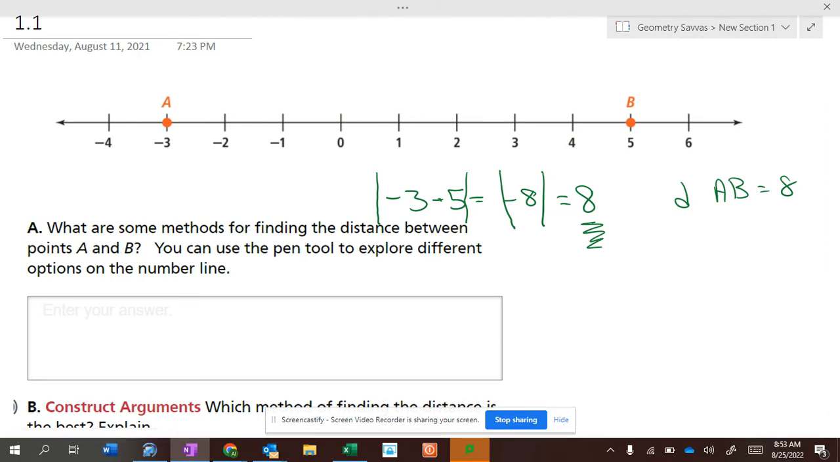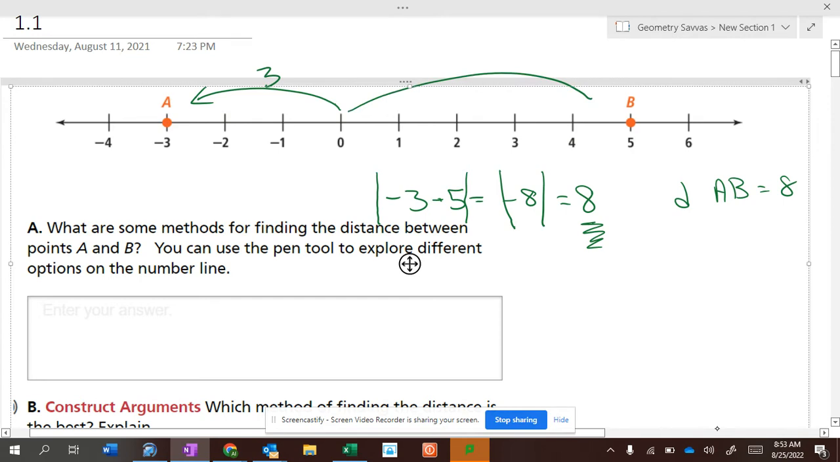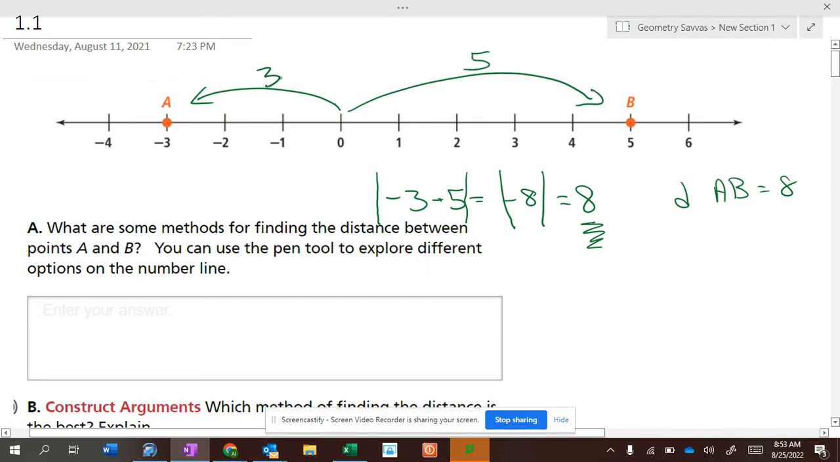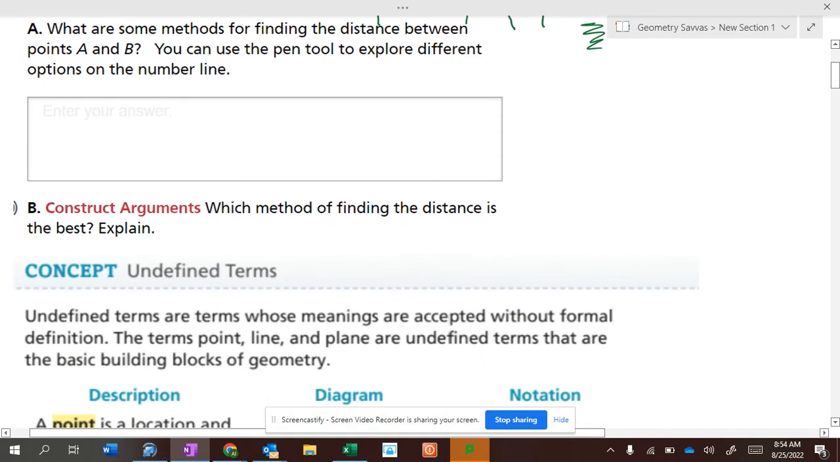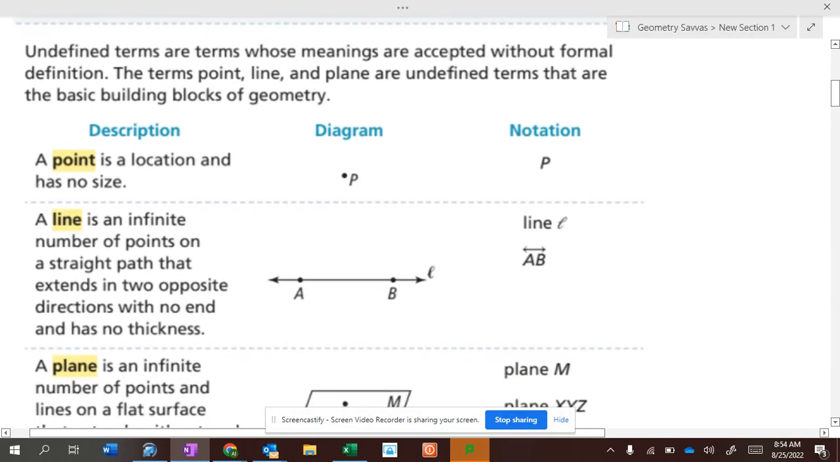Okay, finding distance. Another way of finding distance is, how far is negative 3 from 0? 3. How far is 5 from 0? 5. If you add those two together, that's the adding one, you get 8. Okay? Figure out how far a number is from 0. And if they're on opposite sides of 0, you just add those two values together. Okay? So there's different ways of finding things. So now in geometry, you don't always have to use the same method, but there's a right answer.